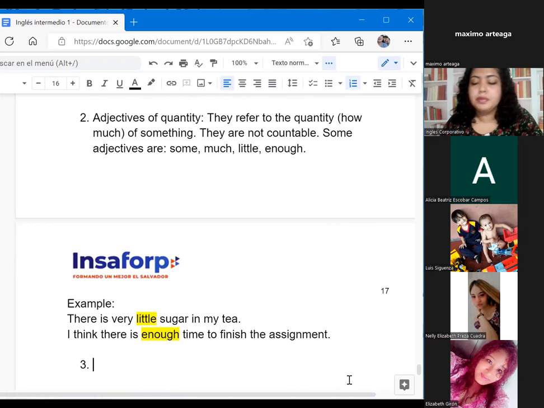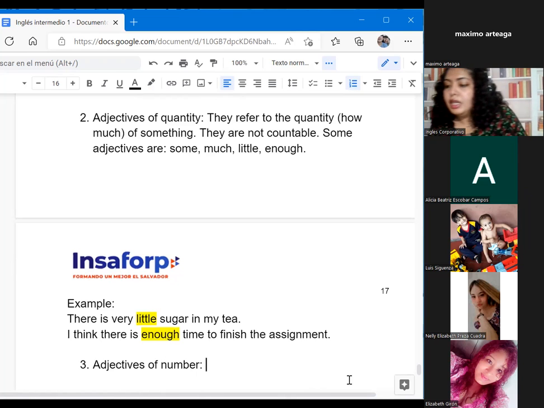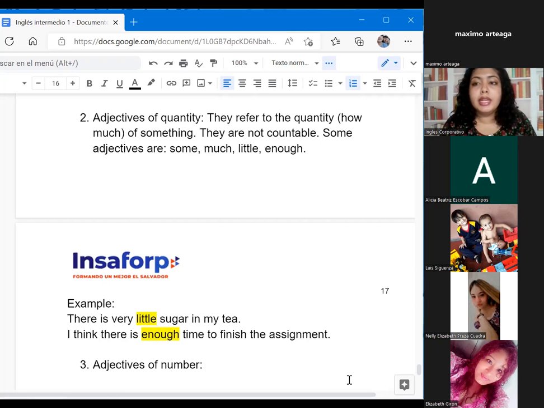Then we have the number three. And they are the adjectives of number. This one refers to how many things, places, people, etc. there are, or the order of something. Example, first, second, then, one, and many. In this case, we are talking about numbers. How many things we have. ¿Cuántas cosas tenemos? En este caso serían contables, porque vamos a utilizar los números. Como también para hablar de los lugares. First, second, five, two, three, and all of those numbers to explain how many things that we have.